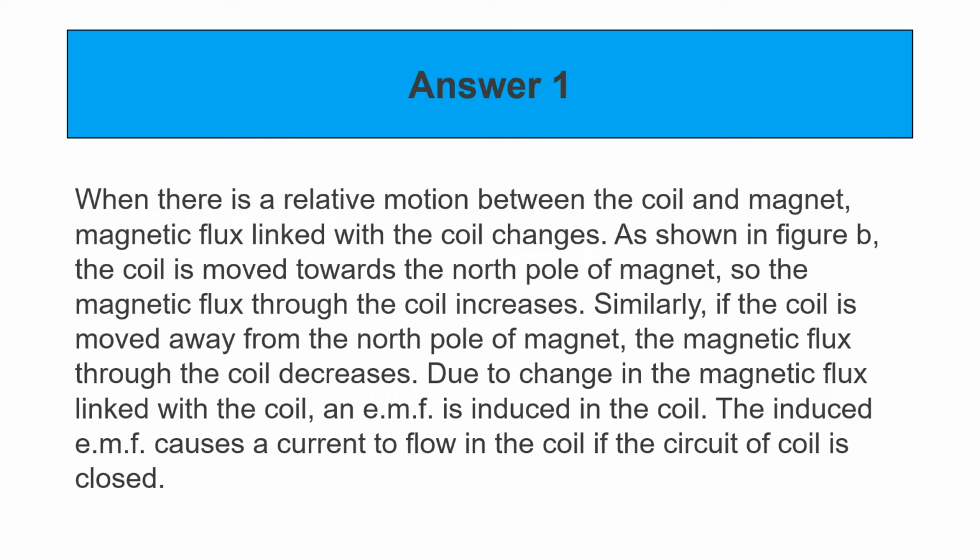The answer for this question is when there is a relative motion between the coil and the magnet, the magnetic flux linked with the coil changes. As shown in the diagram, in figure B, the coil is moved towards the north pole of the magnet. So the magnetic flux through the coil increases. Similarly, if the coil is moved away from the north pole, the magnetic flux through the coil decreases. Due to the change in the magnetic flux linked with the coil, an electromotive force is induced in the coil. The induced electromotive force causes a current to flow in the coil if the circuit of the coil is closed.